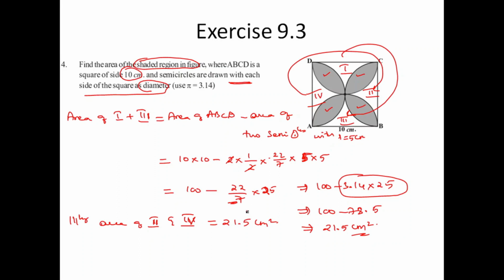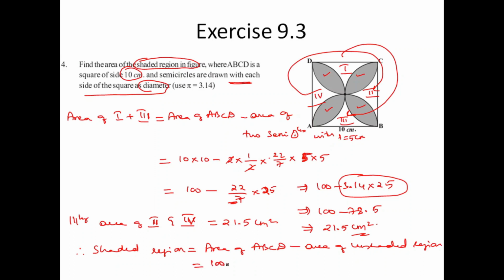So eventually, what is the shaded region? The shaded region is nothing but the overall area of the square ABCD minus the area of the unshaded region. We have removed the area of the unshaded region only. So here I can write it as 100 minus 2 into 21.5, as I am having double of it. So this is 100 minus 43. At last the result is 47 centimeters square. Hope this is also clear to everyone.